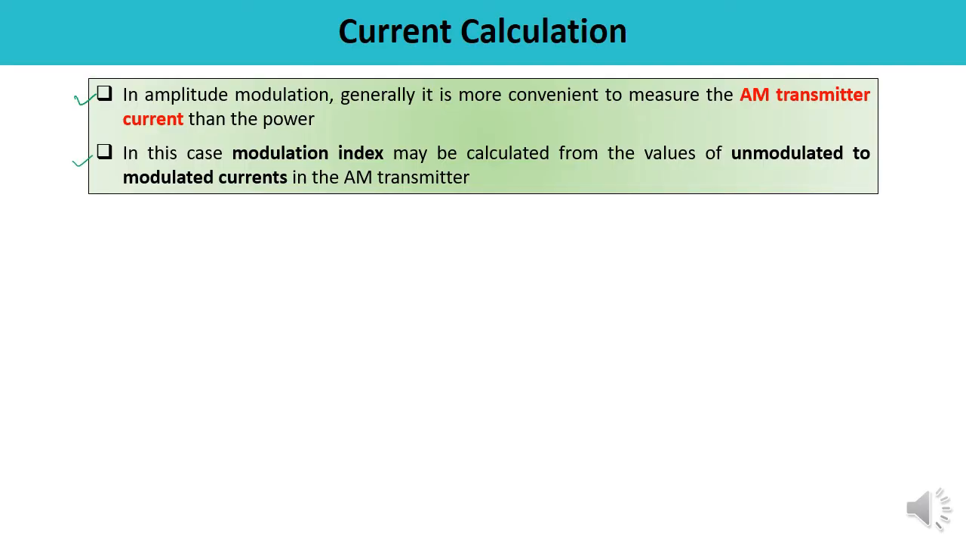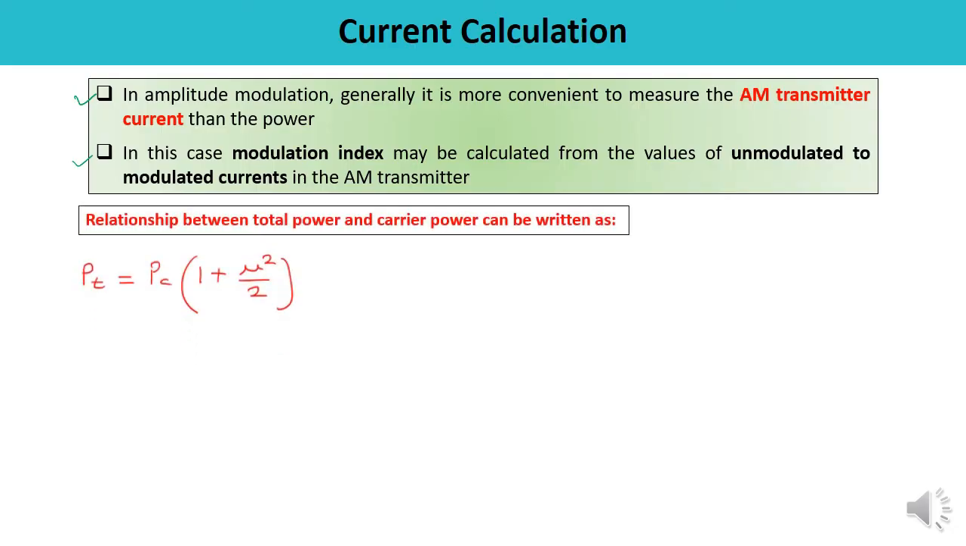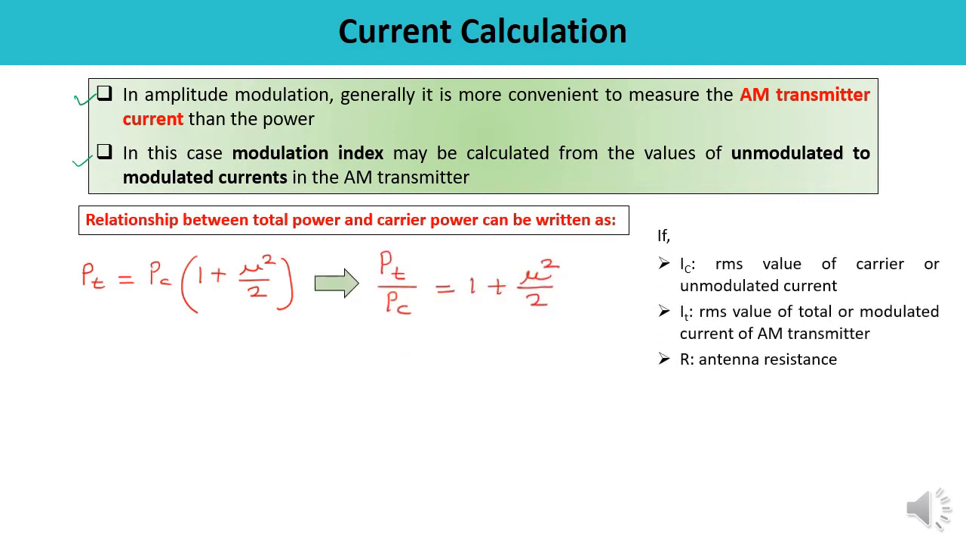Let us see how to derive the mathematical relationship. The basic equation you are aware of is the relationship between the total power and the carrier power: PT is equal to PC (1 plus mu square upon 2). If IC is the RMS value of carrier or unmodulated current, IT is the RMS value of the modulated current, and R is the antenna resistance, then you can rearrange this: PT upon PC is equal to 1 plus mu square upon 2.